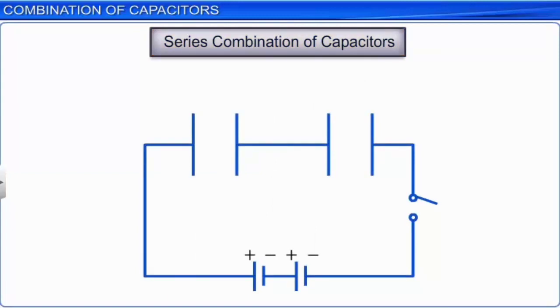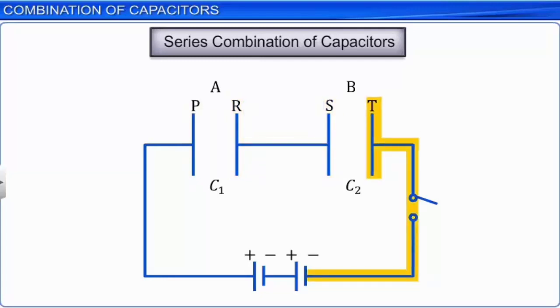Consider two parallel plate capacitors, A and B. The plates of A are labelled P and R, whereas the plates of B are labelled S and T. Let the capacitance of A be C1 and that of B be C2. The plate P of A is connected to the positive terminal of a battery, and the plate R of A is connected to the plate S of capacitor B. The plate T of B is connected to the negative terminal of the battery through a key K.